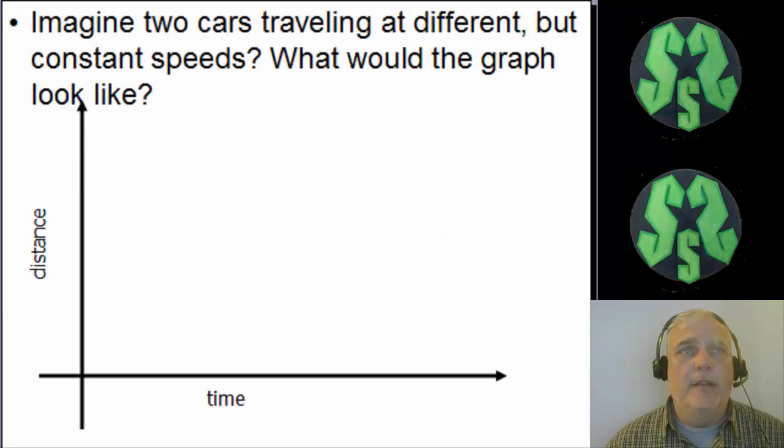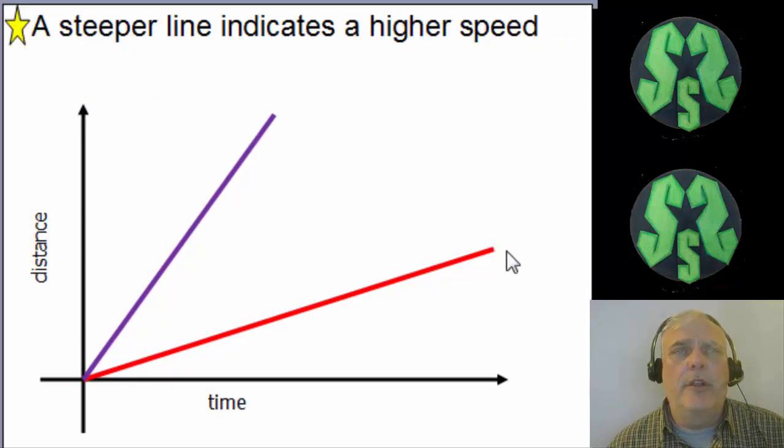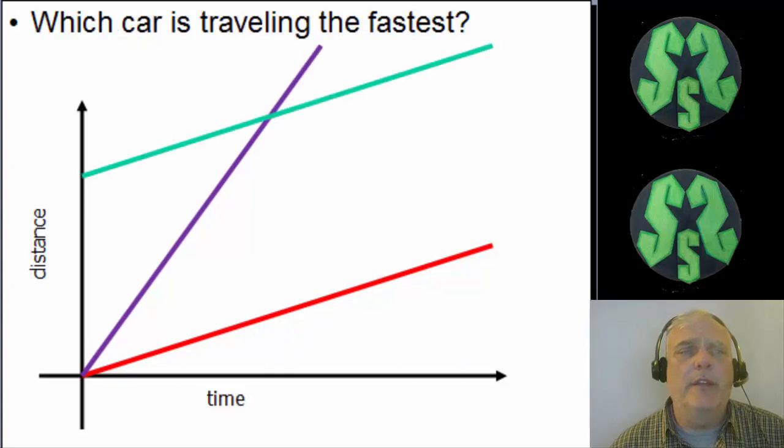Imagine two cars traveling at different but constant speeds. What would the graph look like? First of all, they're both constant speeds, so we know that both lines need to be straight lines, but they're traveling at different speeds, so we can tell by how steep the line is. So they must have two different straight lines with two different slopes, and lo and behold, here we go. This could be one car, here could be another car. Here you can compare the two. This is a steeper line than this. The purple line is the faster moving car. The distance is changing at a greater rate than the distance is changing for the red car.